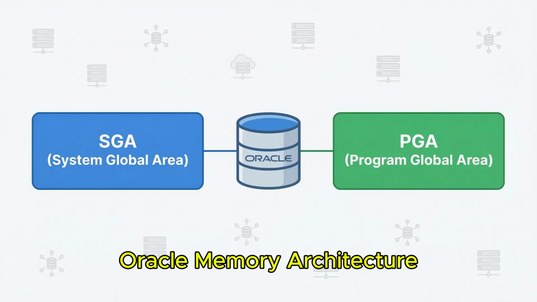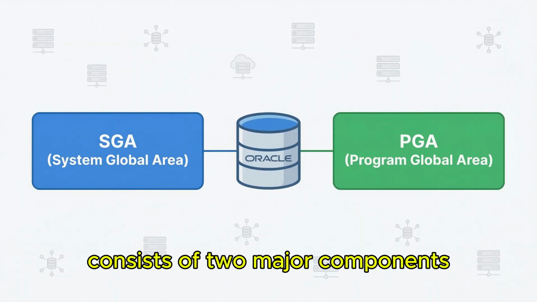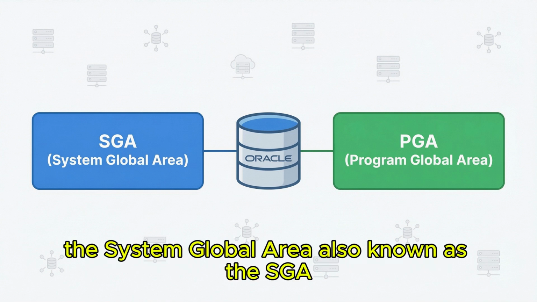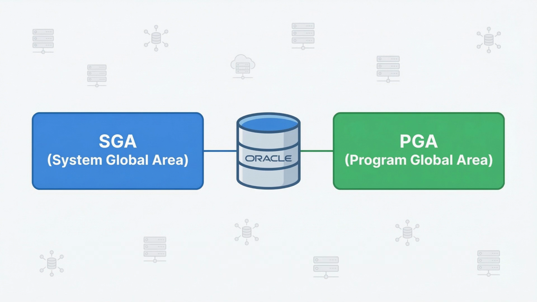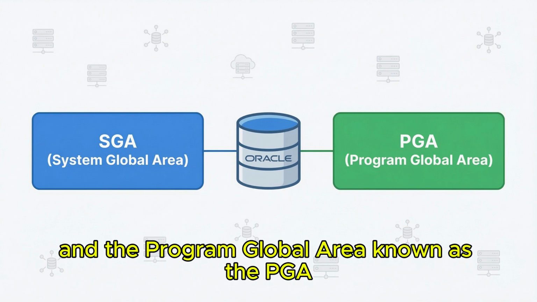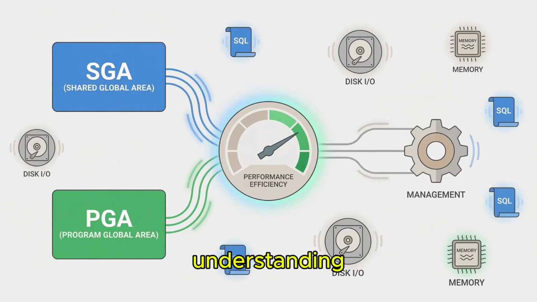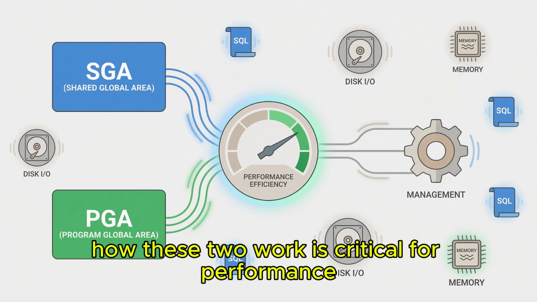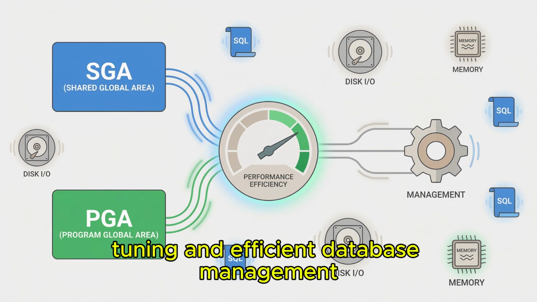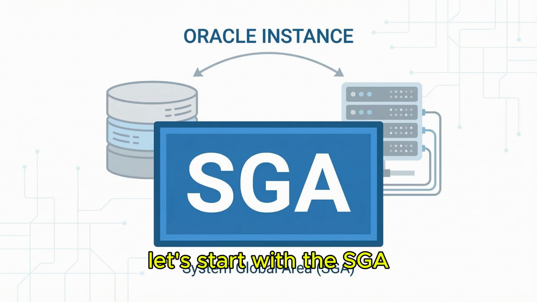Oracle memory architecture consists of two major components: the System Global Area, also known as the SGA, and the Program Global Area, known as the PGA. Understanding how these two work is critical for performance tuning and efficient database management. Let's start with the SGA.